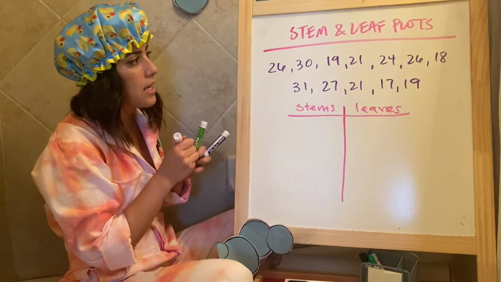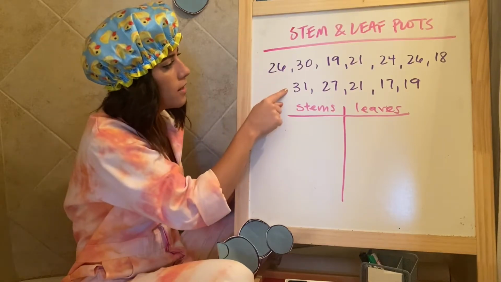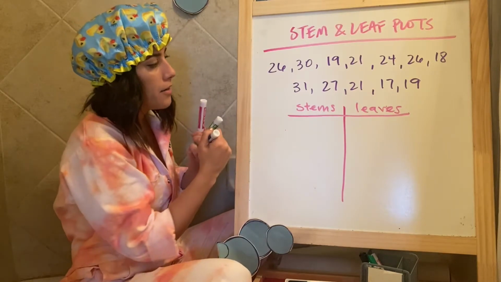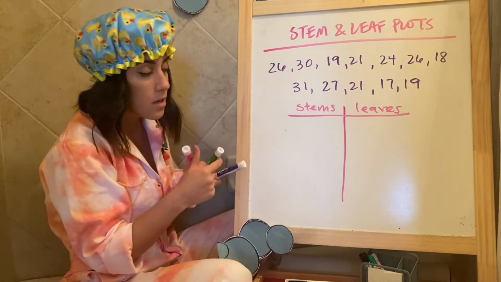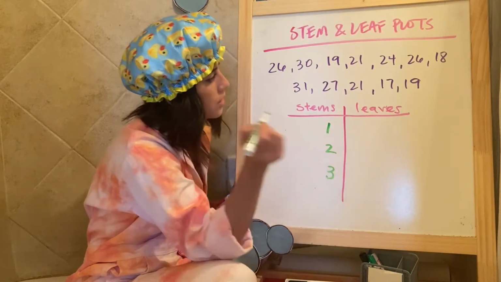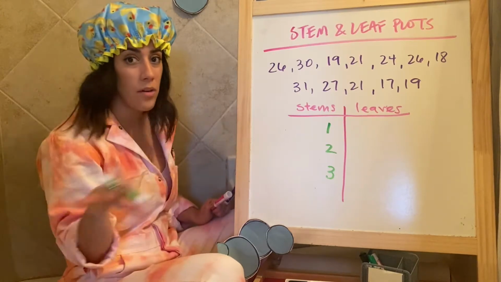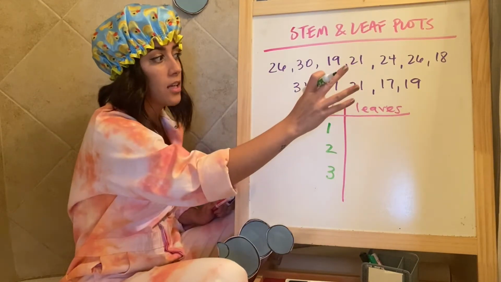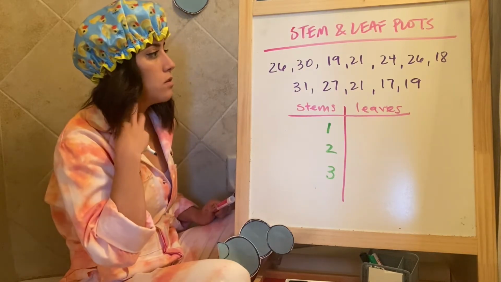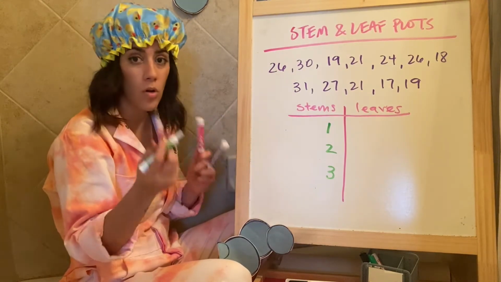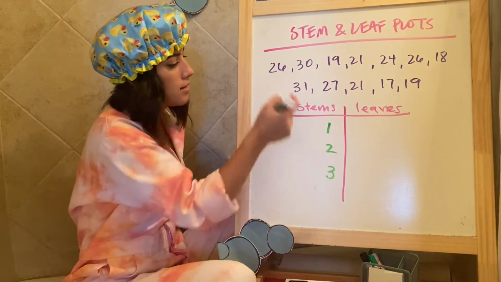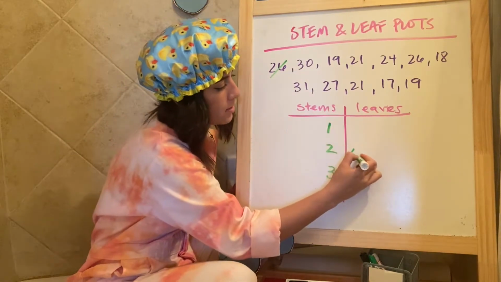Now, taking a look at the numbers, I have 10s, 20s, and 30s. So I already know that my stems are going to be one for the 10s, two for the 20s, three for the 30s, right? I don't need to do anything else in the stems. Just by looking at the group of numbers, I can say one, two, three, done. Now we're looking at the ones. So I'm going to go through and cross them out one by one so I don't miss any. 26, that's going to be in my twos. I'm going to put a six.